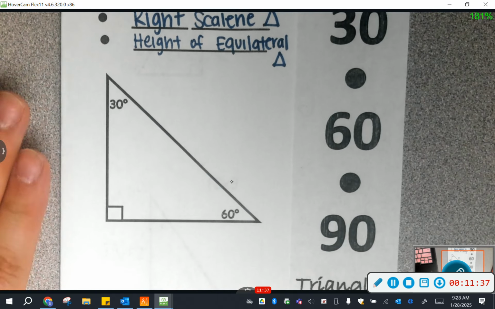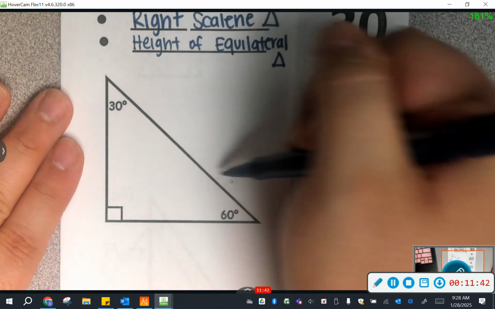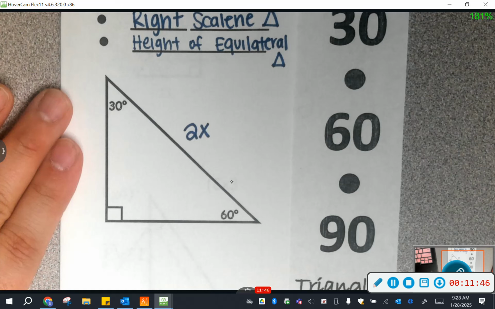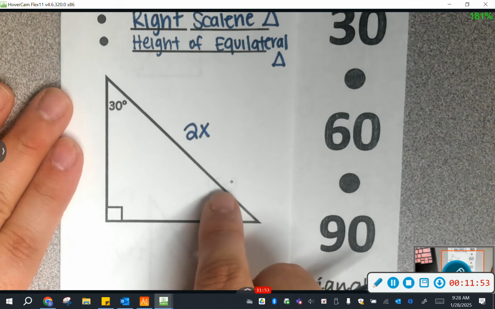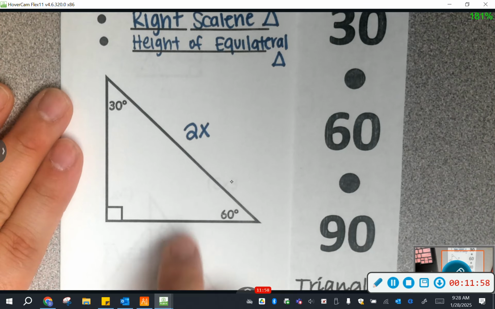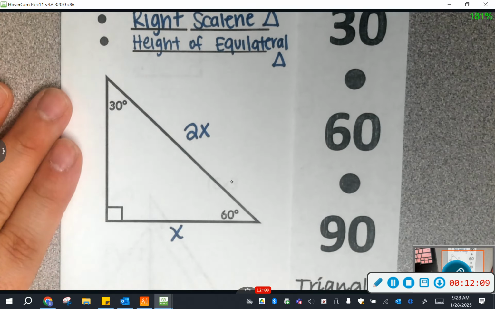Now, I want to call this diagonal 2x. Can everybody put 2x right there? Don't be taking things from me. Put it back. That's not even your seat. I have 2x right here. What did we do to find that bottom side? Divide it by, what's 2x divided by 2? Just x. So this side's going to be x.